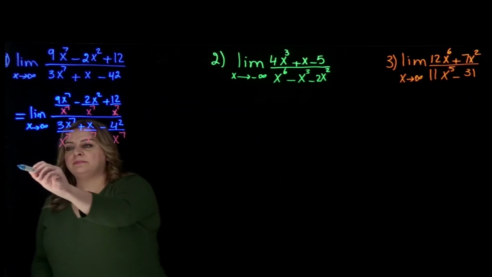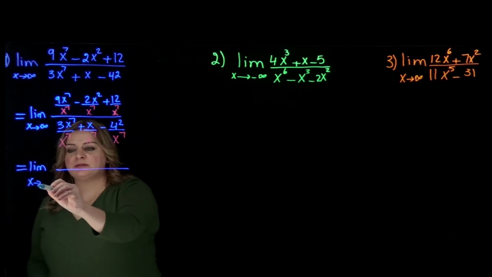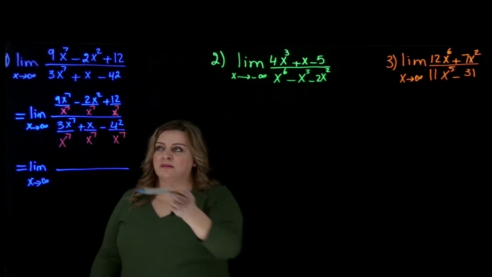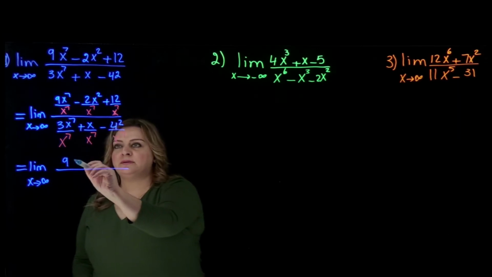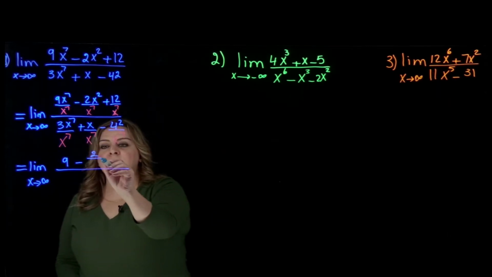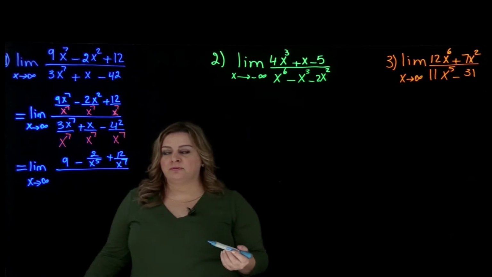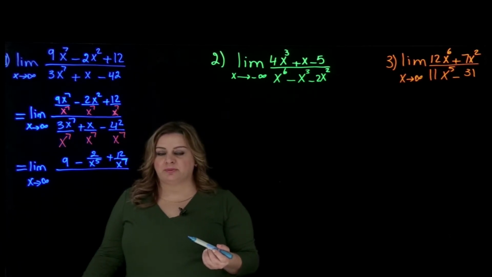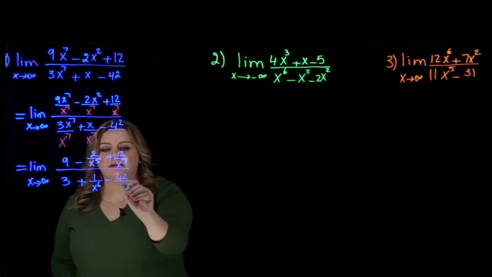This is going to equal the limit of our simplified function as x approaches infinity. 9x to the 7 in the numerator divided by x to the 7 will just give me 9, minus 2x squared divided by x to the 7 will be 2 over x to the 5th, plus 12 over x to the 7. In the denominator, we have 3x to the 7 divided by x to the 7, which simplifies to 3, plus 1 over x to the 6 minus 42 over x to the 7.